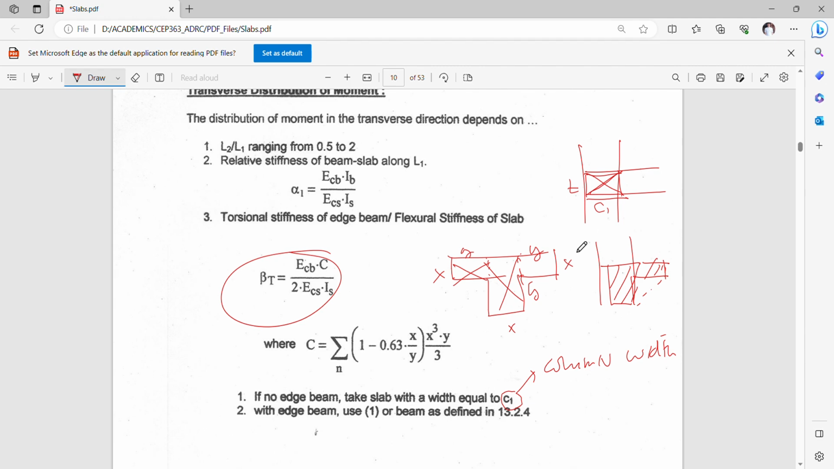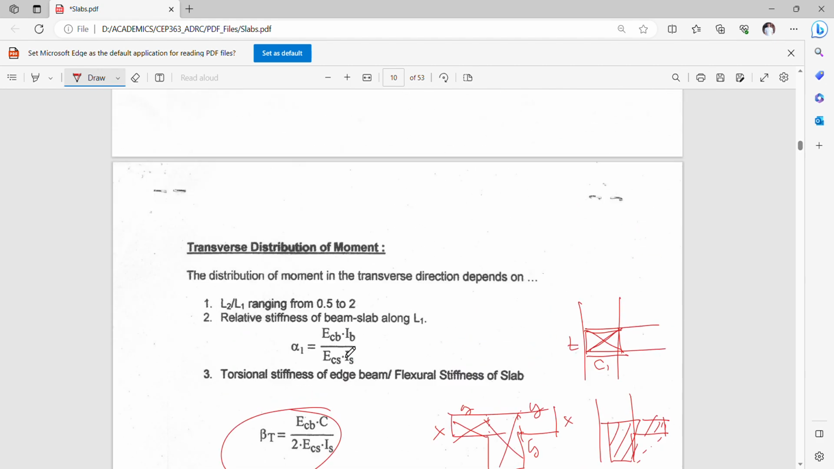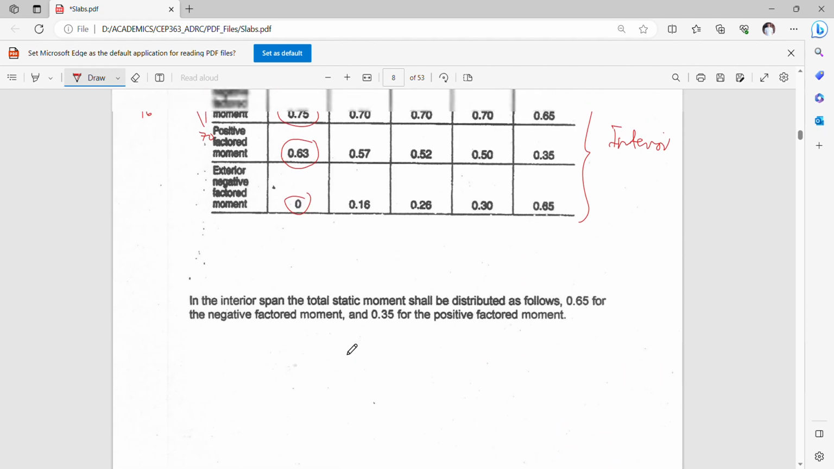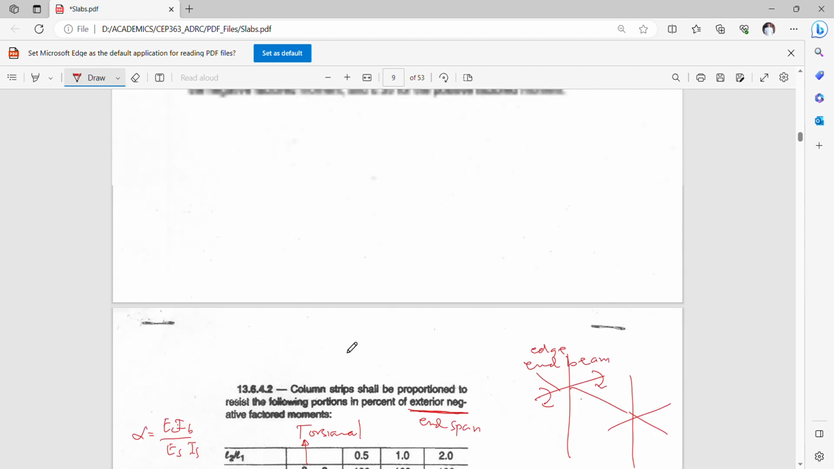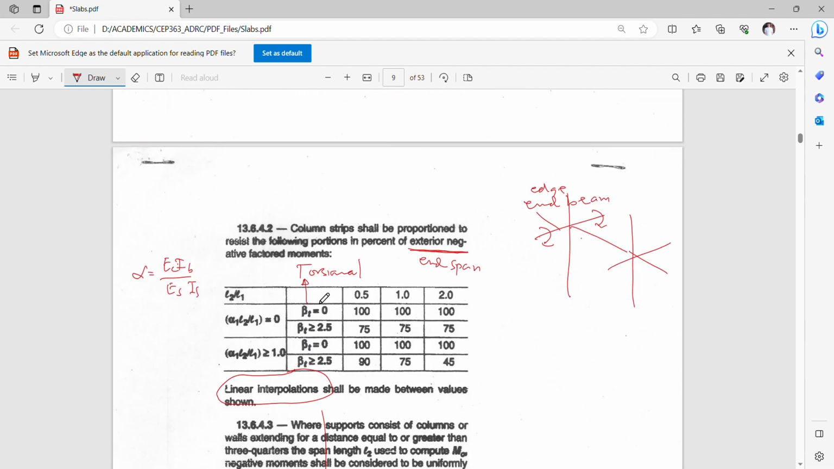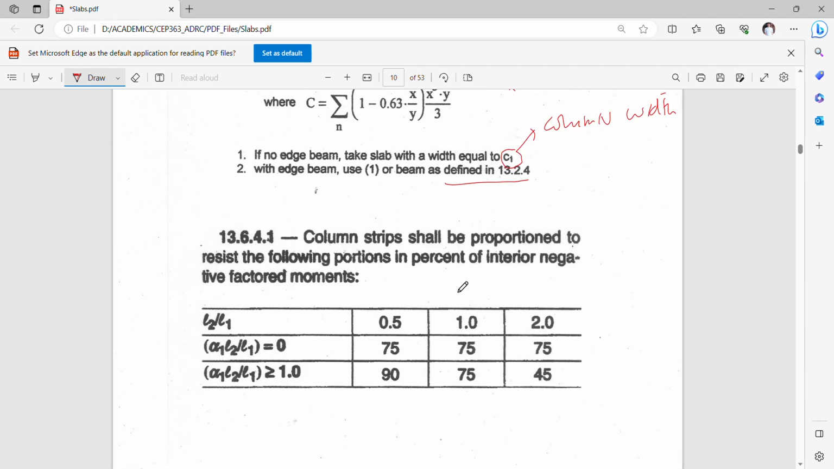So if there's an edge beam, you have to define it on the basis of how I defined it in my previous lecture. Okay, column strip shall be proportioned to resist the following portions in percent of interior negative factored moment. So this is just the same as the one in 13.6.4.1. I forgot to place it, so I just place it here.